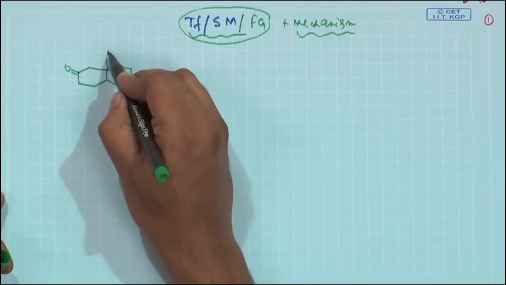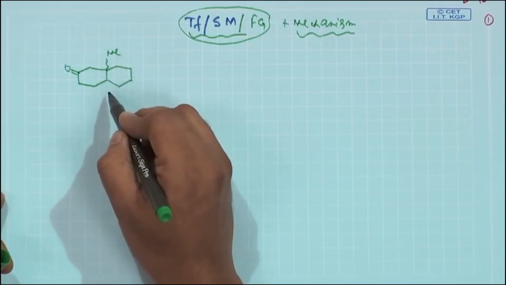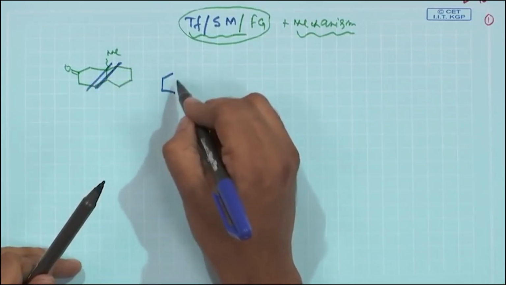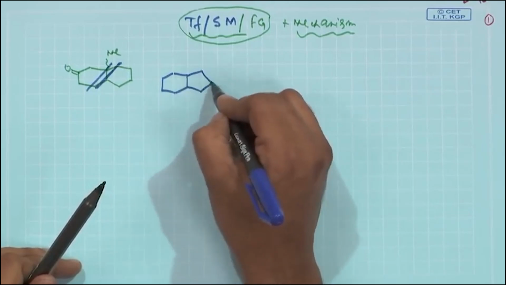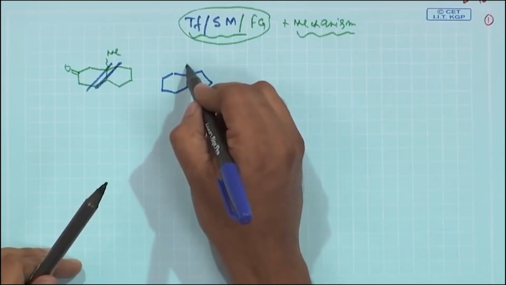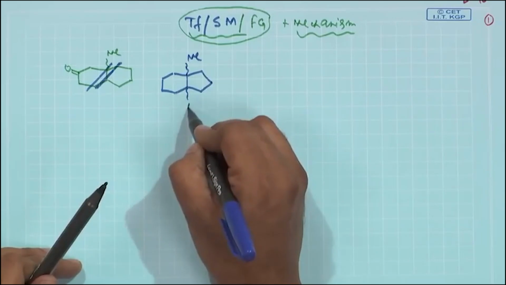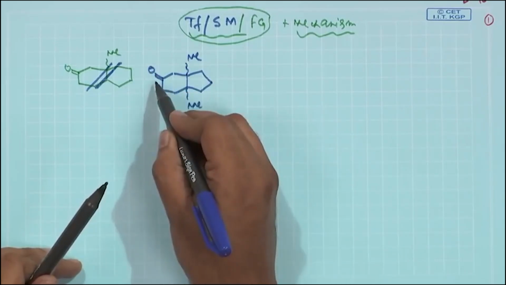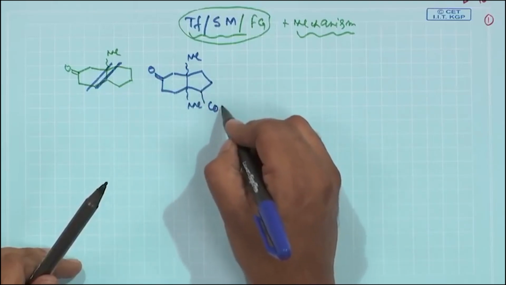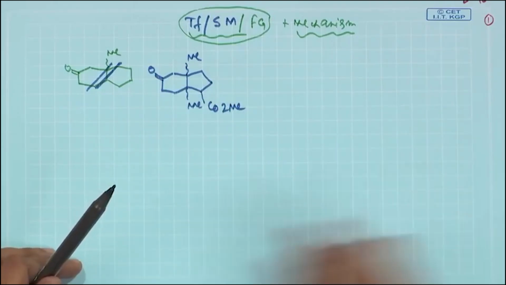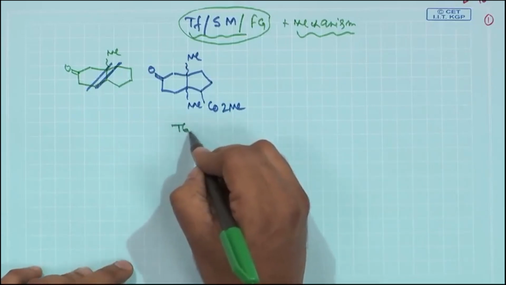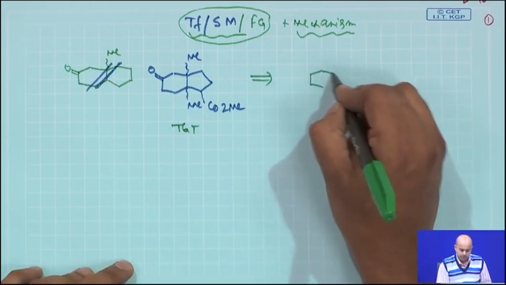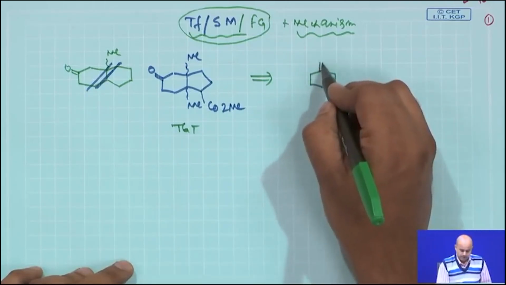The structure is wrong, so we will draw it again. The six-membered and five-membered ring target has an angular methyl at the ring junction, a cyclohexanone, and here a CO2Me group. Now, this is the target molecule, and the starting material was also given to you for your better understanding.